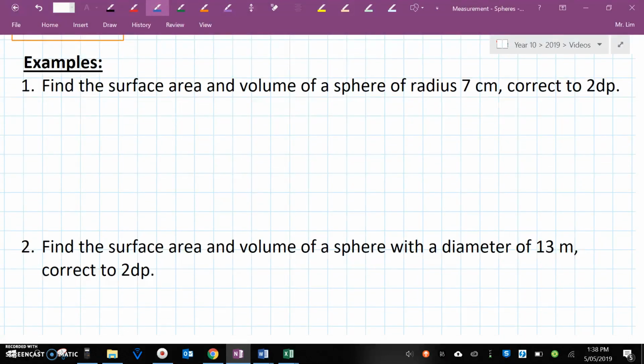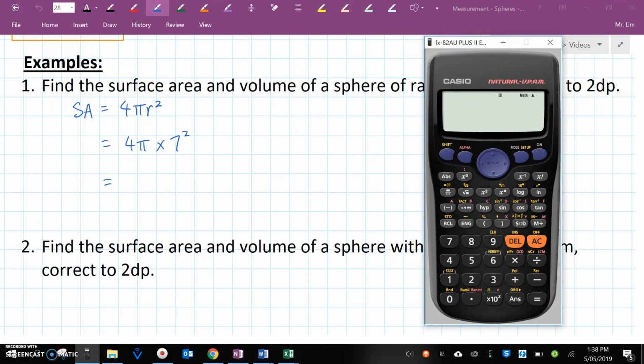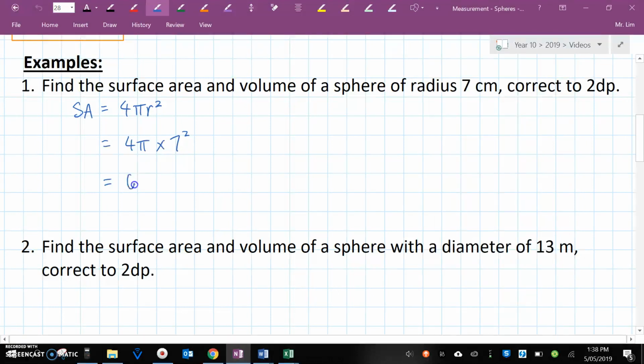Question 1. Find the surface area and volume of a sphere of radius 7 centimeters correct to 2 dp. So we know surface area, the formula is 4 pi r squared. So when we substitute the radius of 7 into the formula, we can put that into the calculator to get an answer. 4 pi times 7 squared is 615.75 centimeters squared.